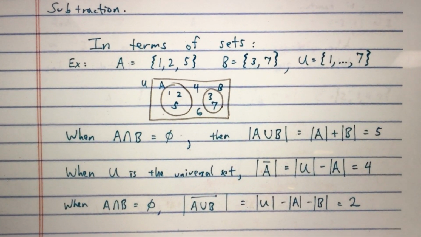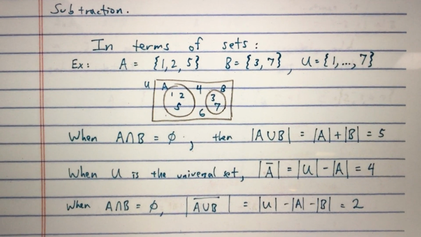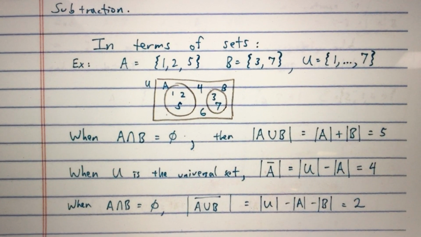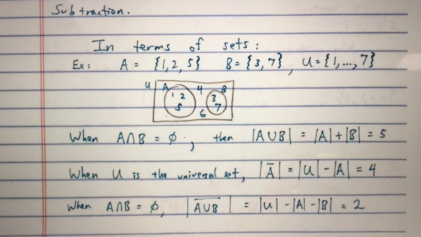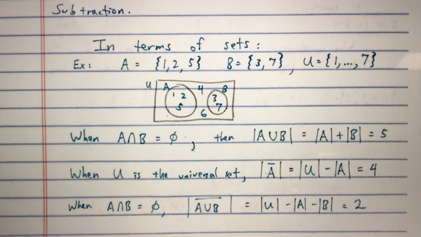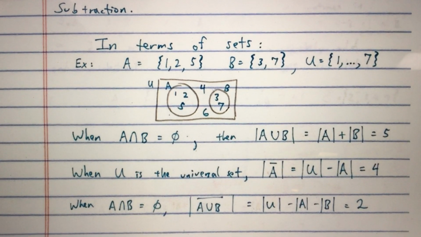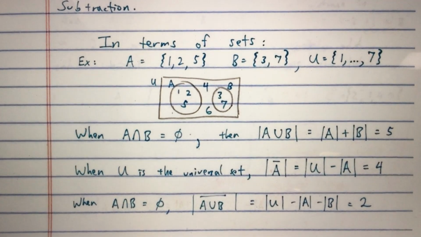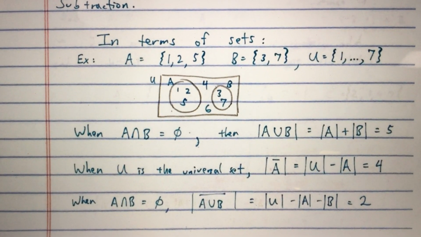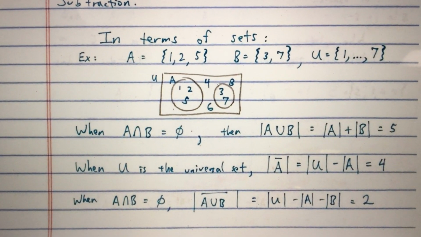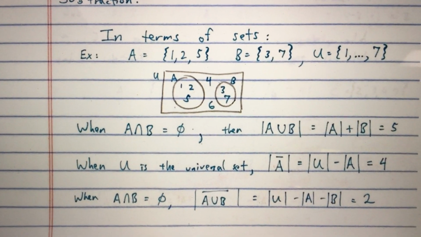Here's the simplest subtraction. When U is the universal set, then the complement of A is counted by the number of items in U minus the number of items in A. So there are four elements in the complement of A, as if you look back at the example, you can see those four are 4, 3, 7, and 6. Some of them are in B, but we don't care. Those are all the things not in A.